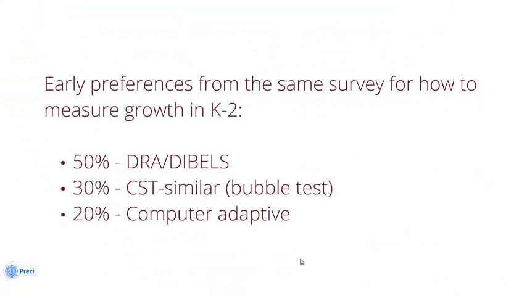On top of this, we also asked which assessment we should focus on if we were to move away from school-wide or Aspire-wide. Here's what K-2 teachers said. About half of them indicated that they would be interested in some sort of internal measure that we were already using, DRA or DIBELS. About 30% said they'd be interested in some sort of CST-similar measure like a bubble test. And about 20% said they would be interested in some sort of adaptive assessment, something online, something new that we hadn't really seen before.